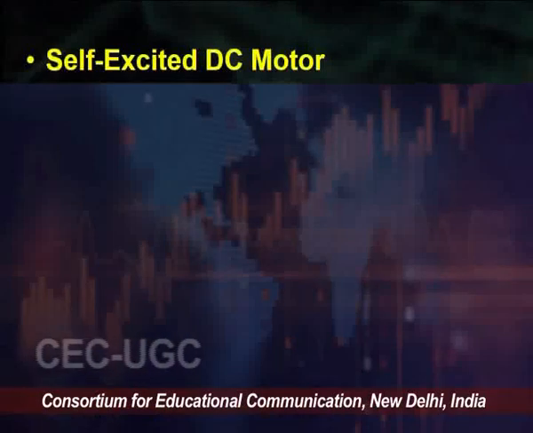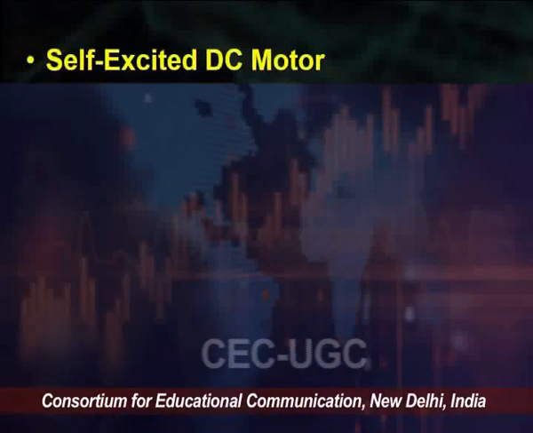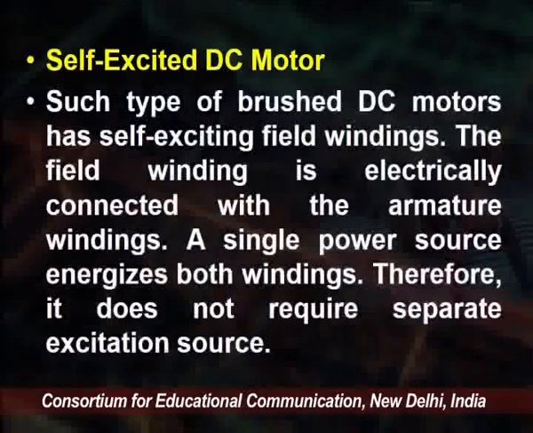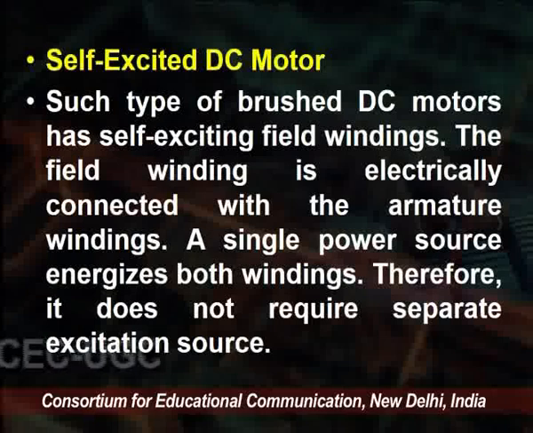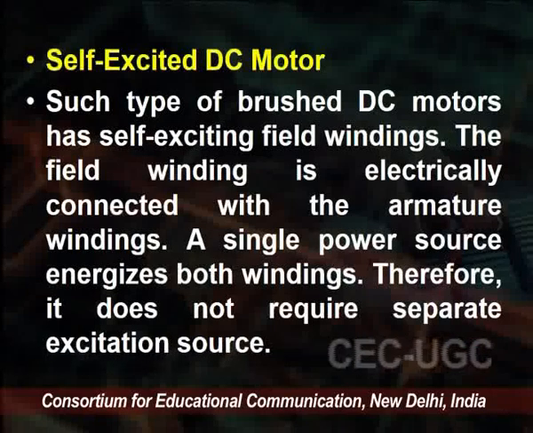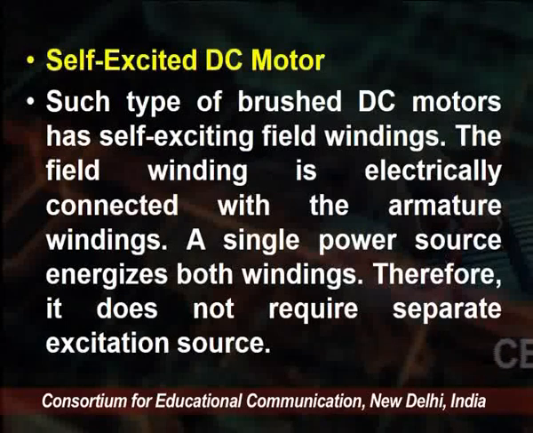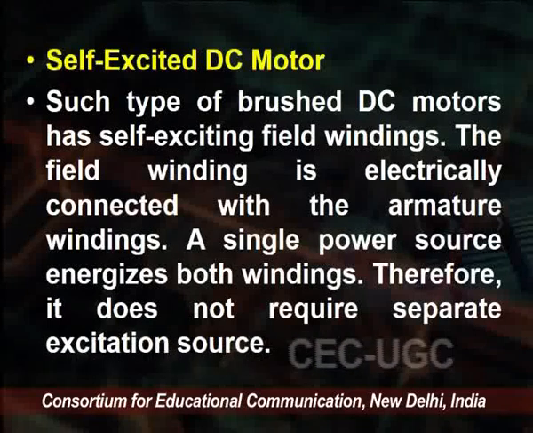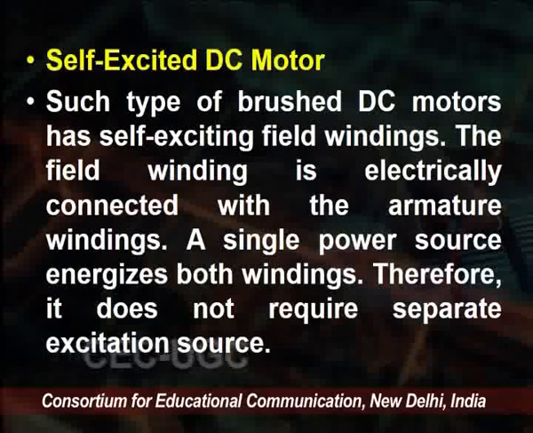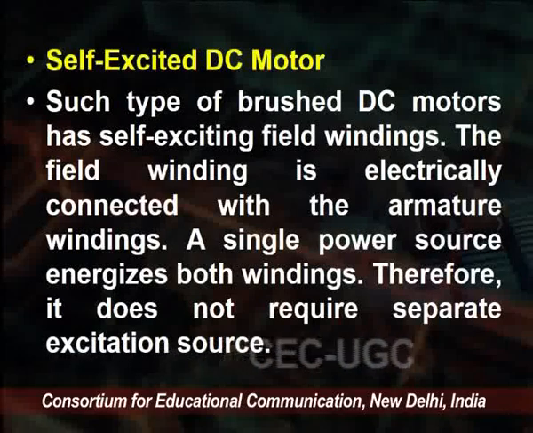Now the next type of motor is self-excited. As the name suggests, it is automatically excited. Such types of brushed DC motors have a self-exciting field winding, and this field winding is electrically connected with the armature winding. So a single power source energizes both the windings. Therefore it does not require a separate excitation source.